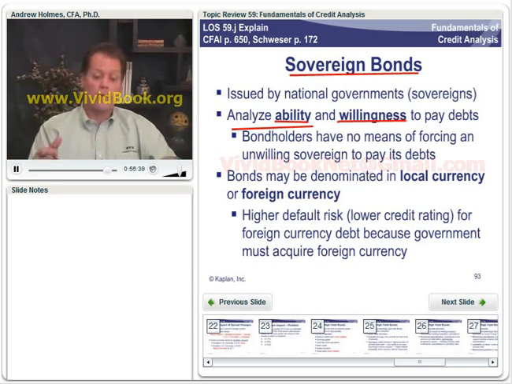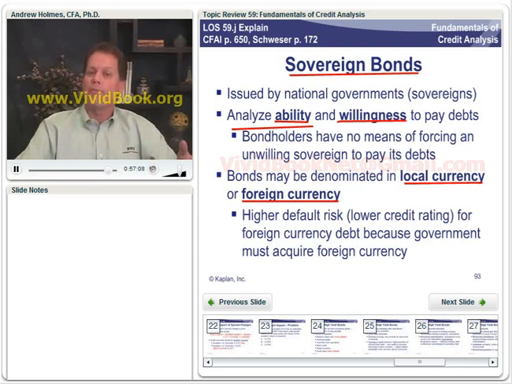So a sovereign issuer can declare a moratorium that just says, well, we're not going to pay interest for a while. And they can also renounce the debt. We've seen that more than once on this particular planet. So willingness becomes a big issue. The bonds of a sovereign issuer can be issued in either local currency, that means their own currency, for instance, the Canadian government issuing bonds in Canadian dollars, or they could be issued in foreign currency, so the Canadian government issuing euro-based bonds.